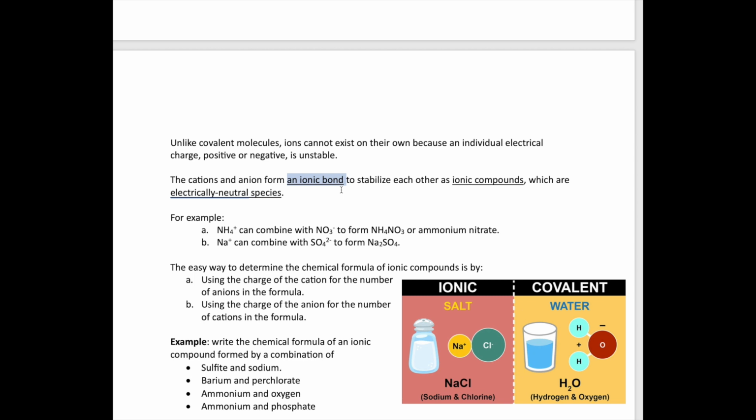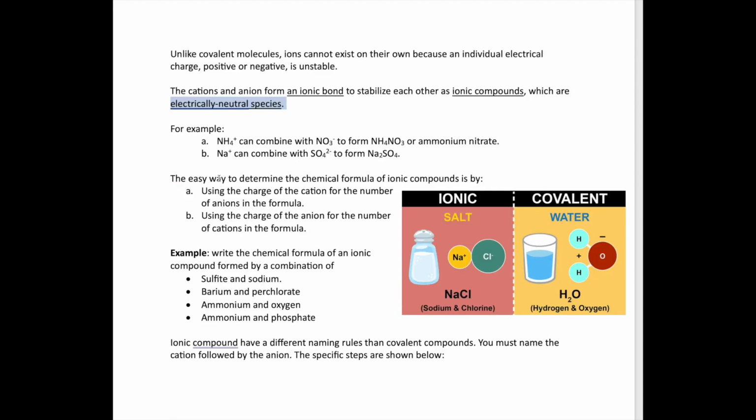So remember, we talked about a covalent bond earlier. Now we had an ionic bond. And then the type of compounds they make are called ionic compounds. Okay? And ionic compounds are electrically neutral. Okay, let's do some example here.